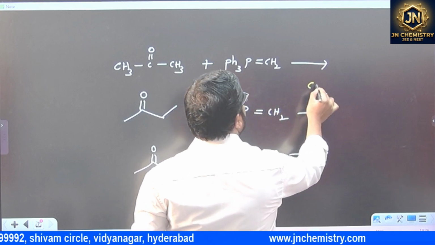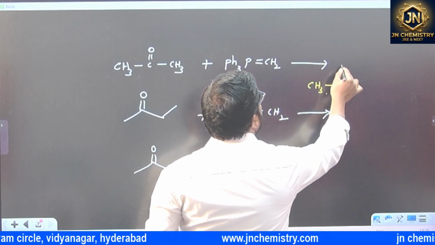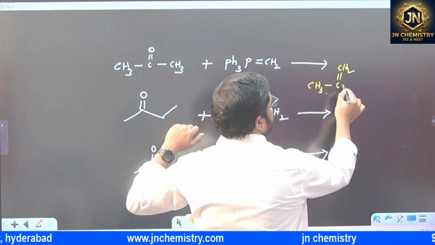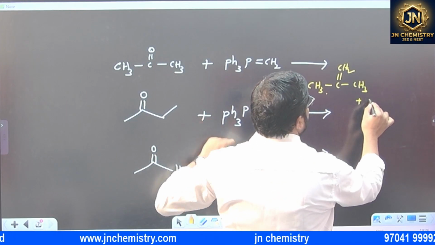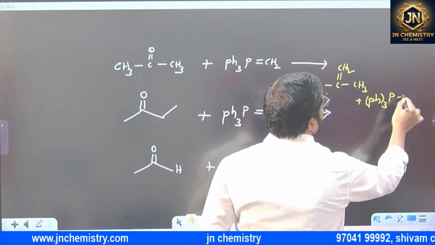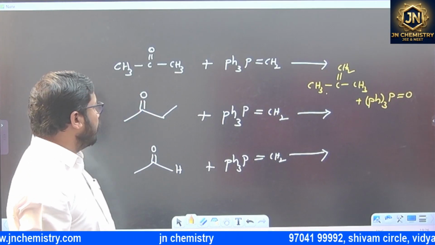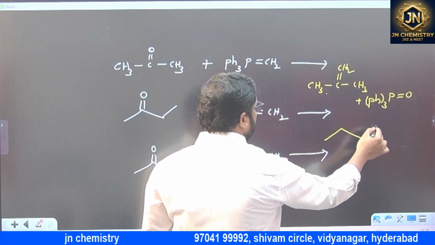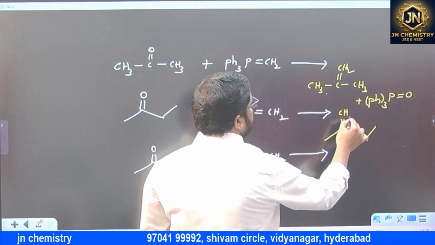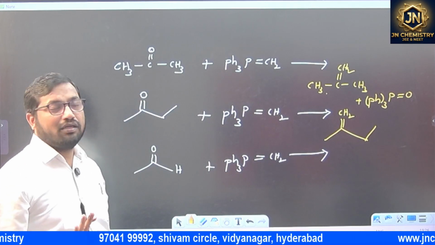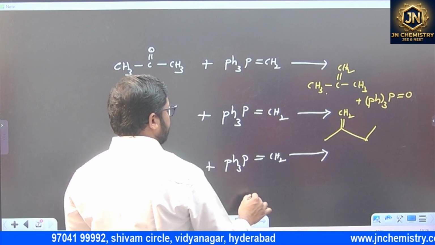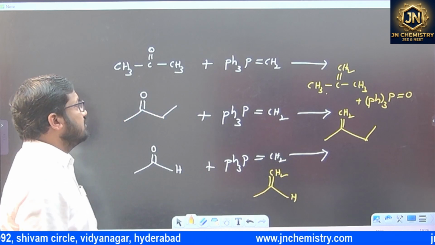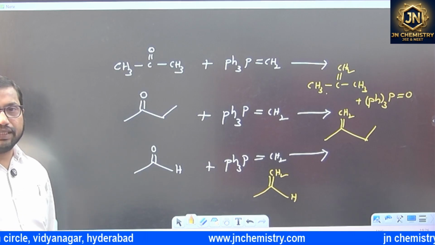So CH3, C double bond CH2. I'm writing above here itself directly. Then CH3 plus double bond O. Simple. So here also simple, double bond. The mechanism is not needed basically. Okay, here also simple, double bond O, CH2. Okay, this is about the Wittig reaction.